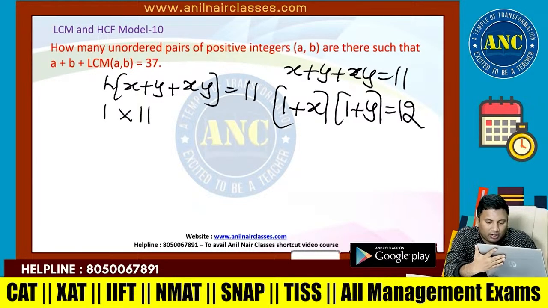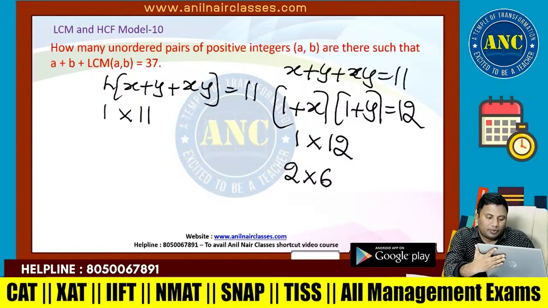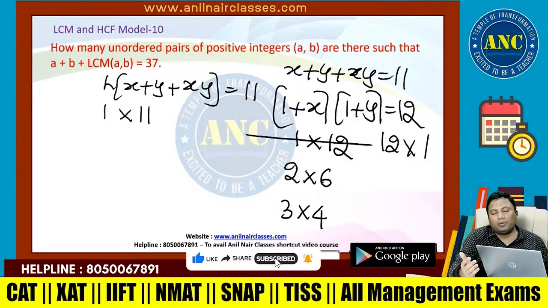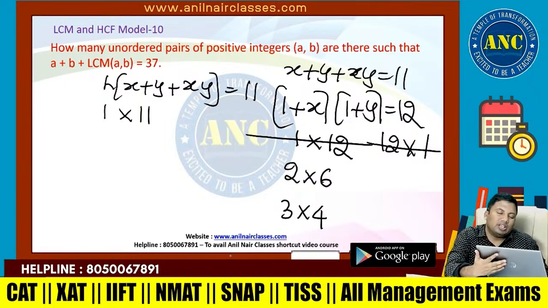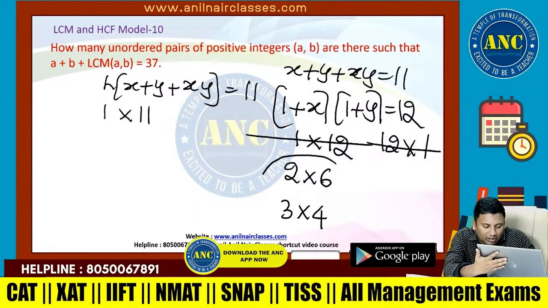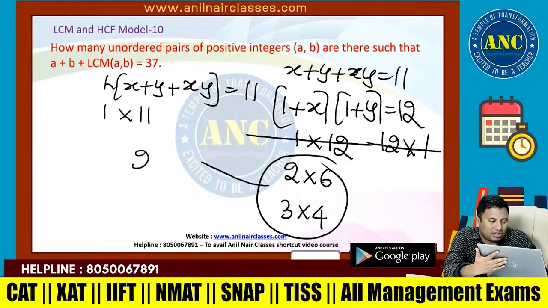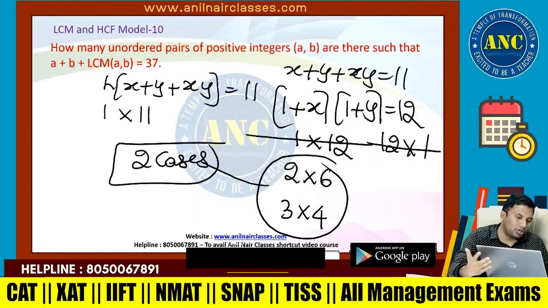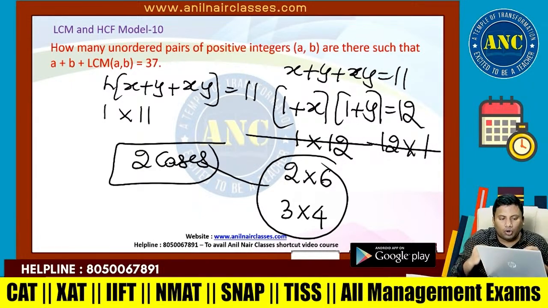Now Banu, your doubt. This is 1 into 12, this is 2 into 6, this is 3 into 4. Next is 12 into 1. This case is eliminated, Banu, because 1 plus x is 1, so x value will be 0. This case is eliminated because y value is 0. Answer for this question is 2 cases.